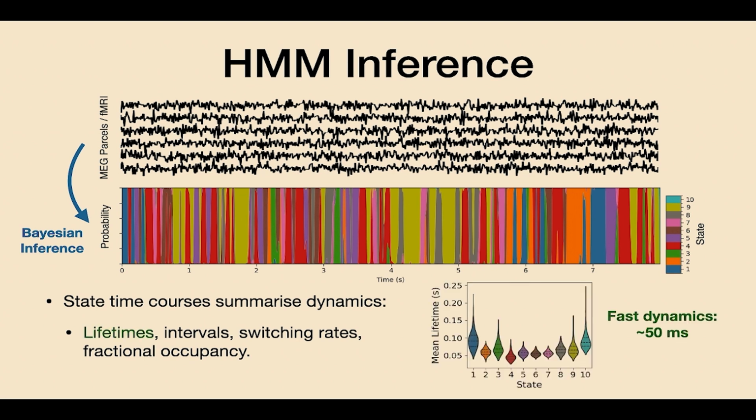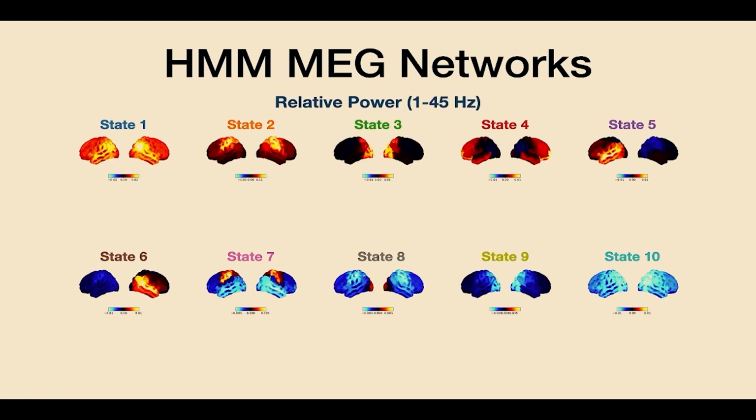And then just focusing on the average lifetime of these states, in MEG we find very fast networks on the order of 50 milliseconds. So what happens when you apply this model to a large cohort of healthy people? This is the CAMCAN MEG dataset, around 600 healthy people. What I'm showing here is a 10-state HMM, and I'm showing the power relative to the time average. So what this indicates is when state 2, for example, is activated, you have more sensory motor activity.